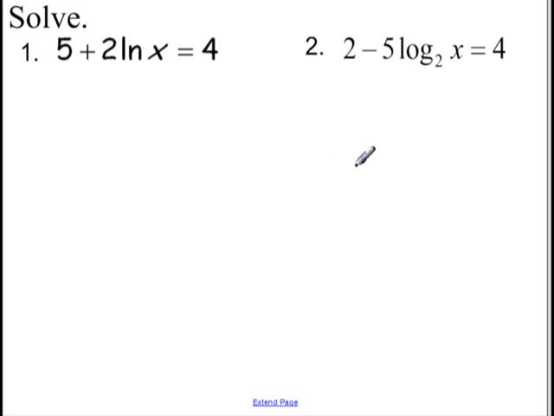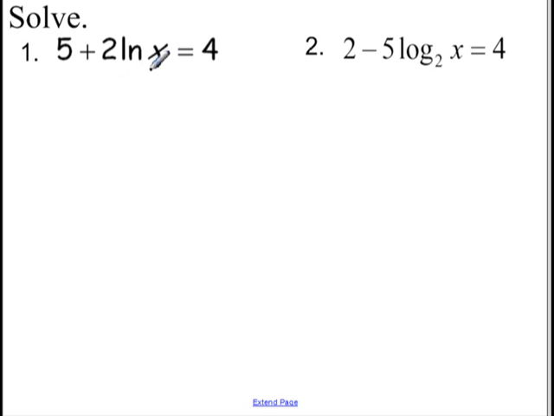So let's get started. This first one, the general strategy here is going to be to get the equation in a form that you can convert it from logarithmic to exponential. So you want to basically get the log part all by itself.